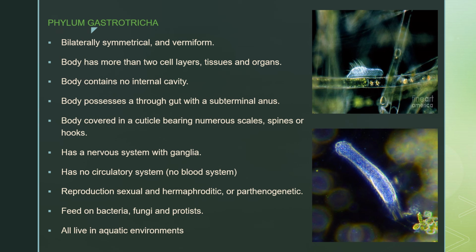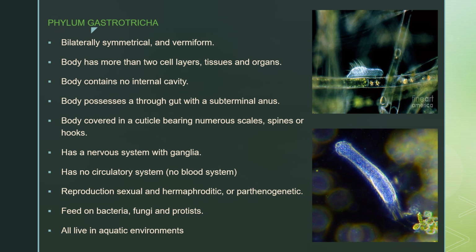For the next classification, which is phylum Gastrotricha, these are the characteristics of phylum Gastrotricha. First is, it is bilaterally symmetrical and vermiform. The body has more than 2 cell layers, tissues, and organs. Body contains no internal cavity. Body possesses a through gut with a subterminal anus. Body covered in a cuticle bearing numerous scales, spines, or hooks.